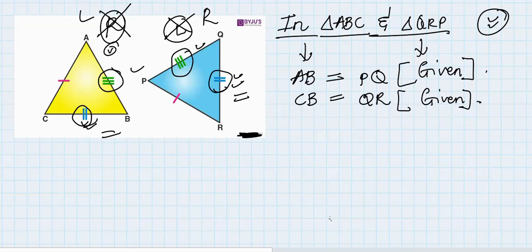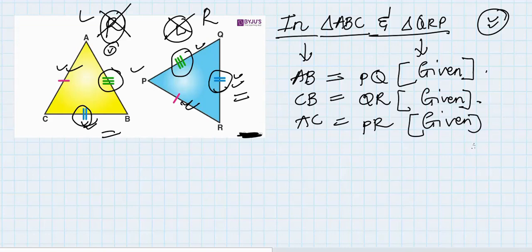So I'm identifying things that are the same for me to prove congruency. Same thing applies here. This side and that side are equal. So I'm going to say AC is equal to what? PR. My reason is what? Given. I know that because it's given.